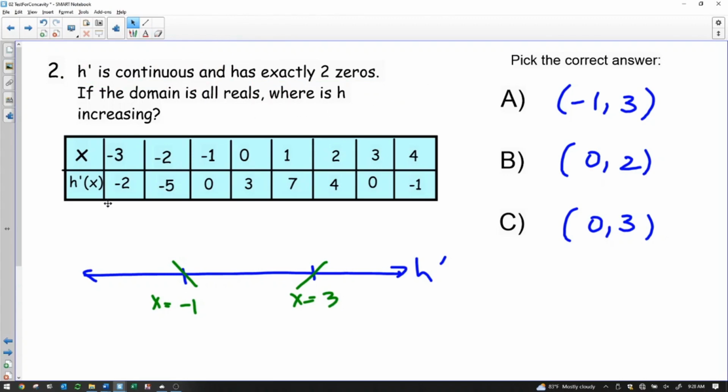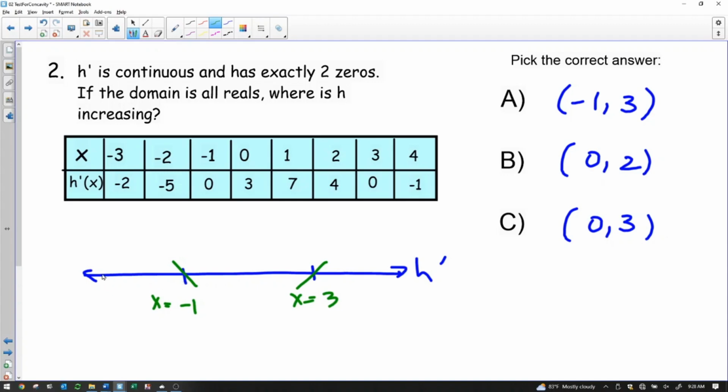Okay, all right. If the domain is all reals, where is h increasing? So this is an h prime number line. You guys good with that? So let's think about plus, plus, plus, minus, minus, minus. Now, when we do plus, plus, plus, minus, minus, minus, am I talking about the x's being positive or negative, or the h primes being positive or negative? It's h primes. Everybody gets that.